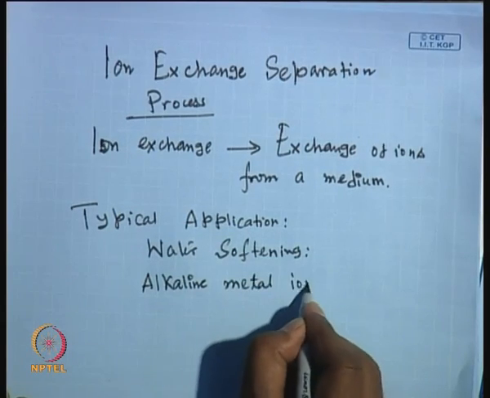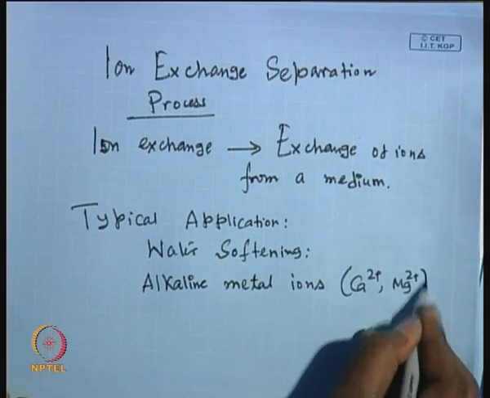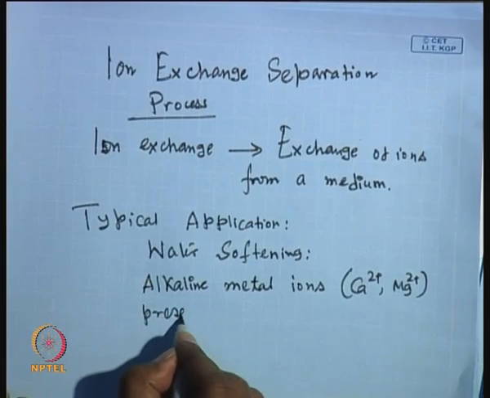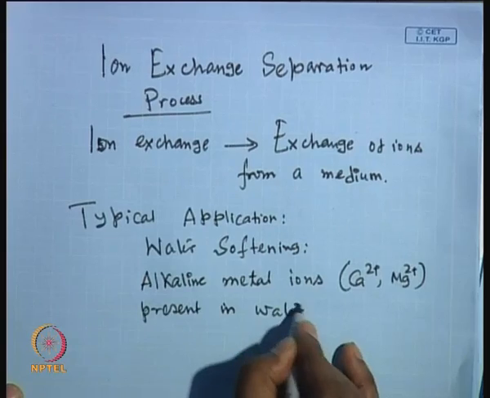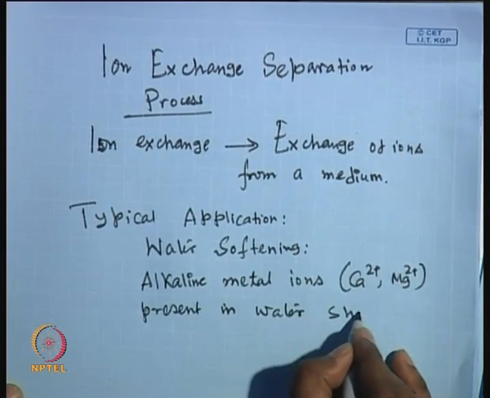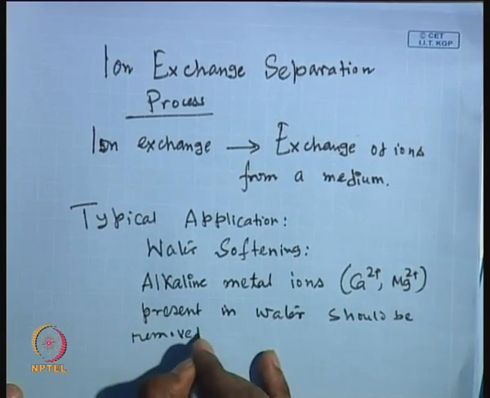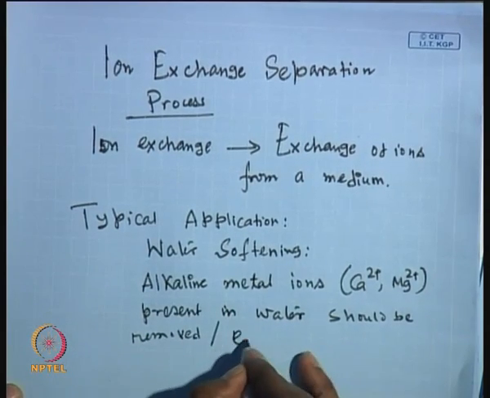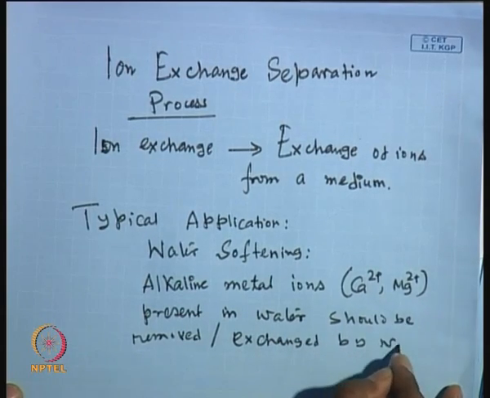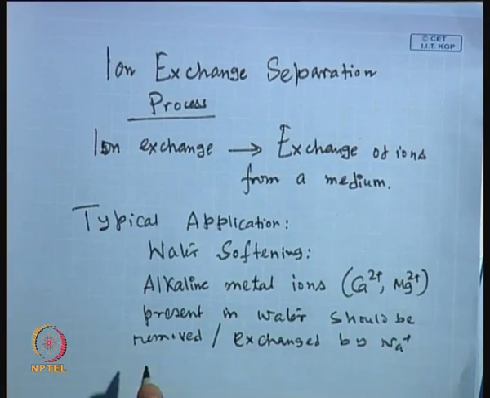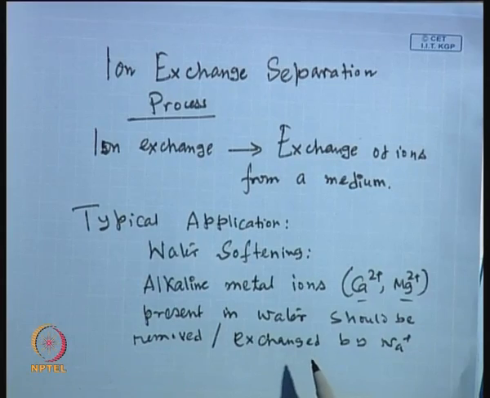metal ions present in water should be removed or exchanged by Na plus. So, we would like to remove the calcium and magnesium in favor of Na plus.